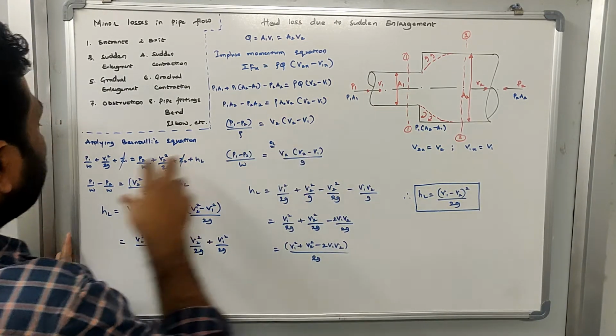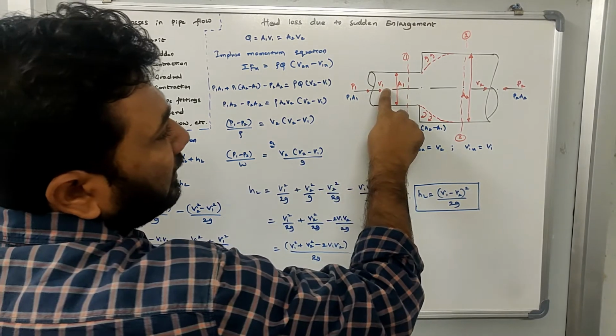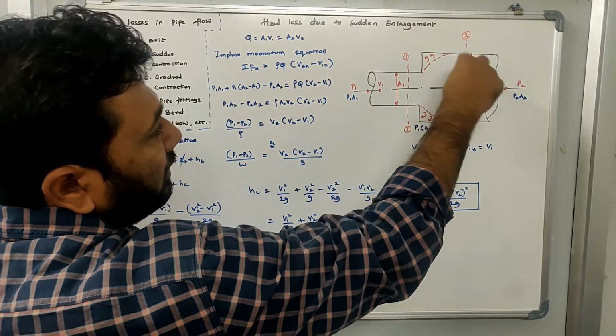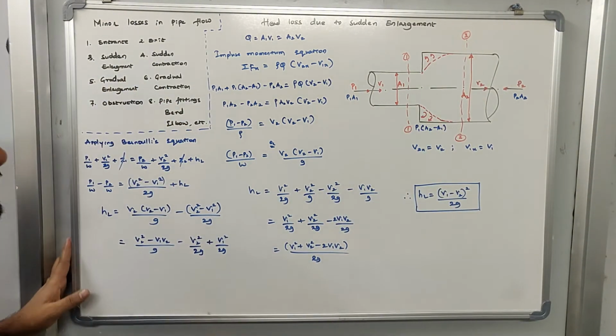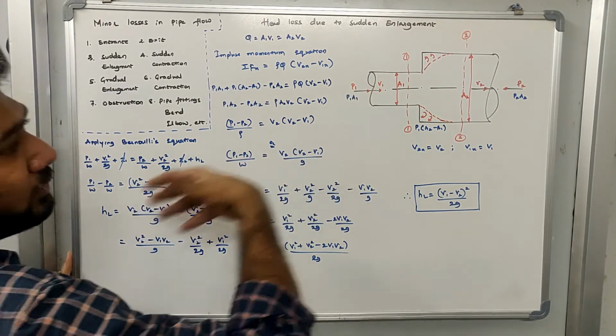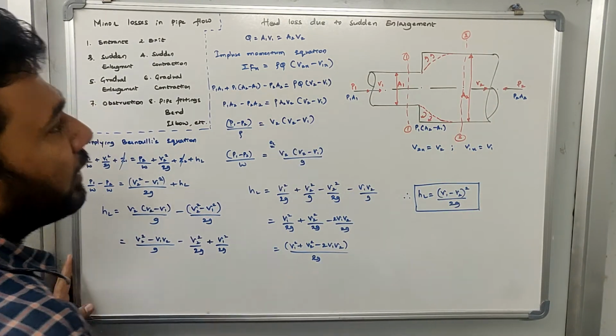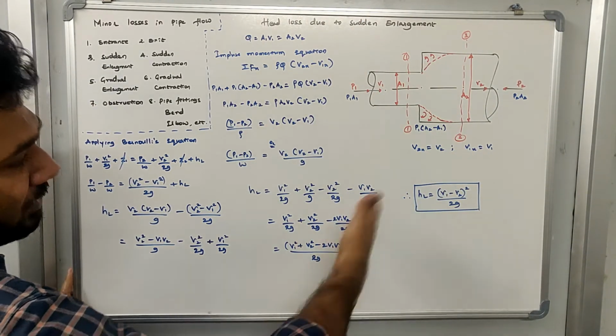But coming to P1 by W and P2 by W, because of the variation of velocities, the pressure will also change. So that is the importance of sudden enlargement. Because of this, there will be a head loss, a loss of energy that is going to take place. So we'll come back to this. I'll explain this derivation later.